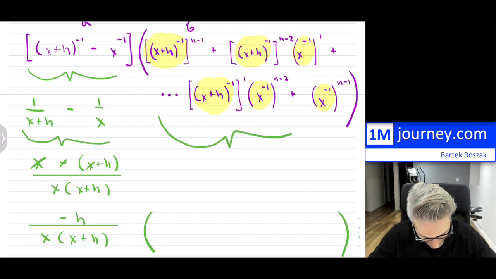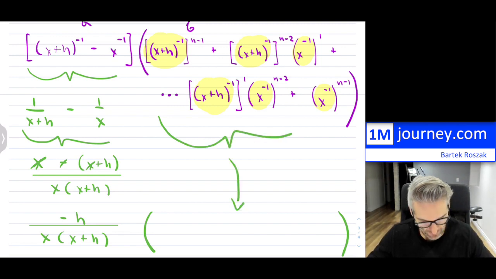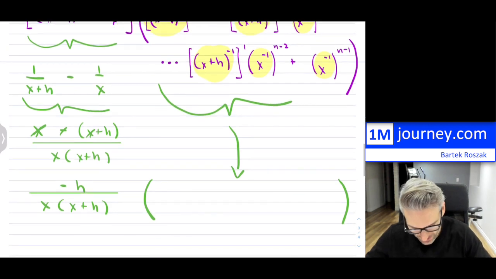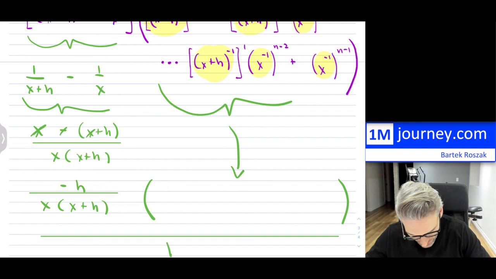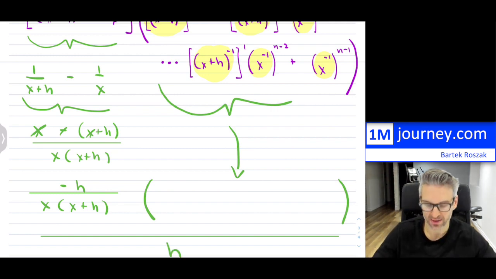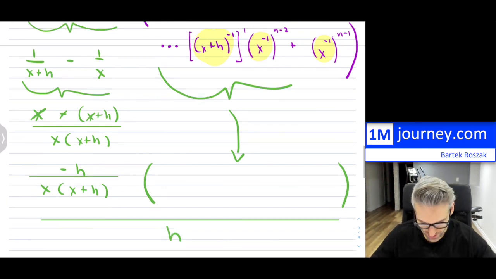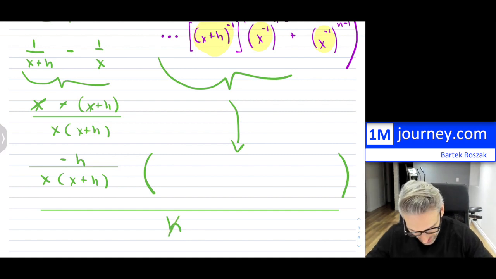Okay, that is going to get put into the air. I just don't want to rewrite it again, so I'm just going to keep it for the moment. And now, bringing everything back, don't forget this is over h, and we're taking the limit as h is approaching 0, right? So this h is going to cancel this h out.